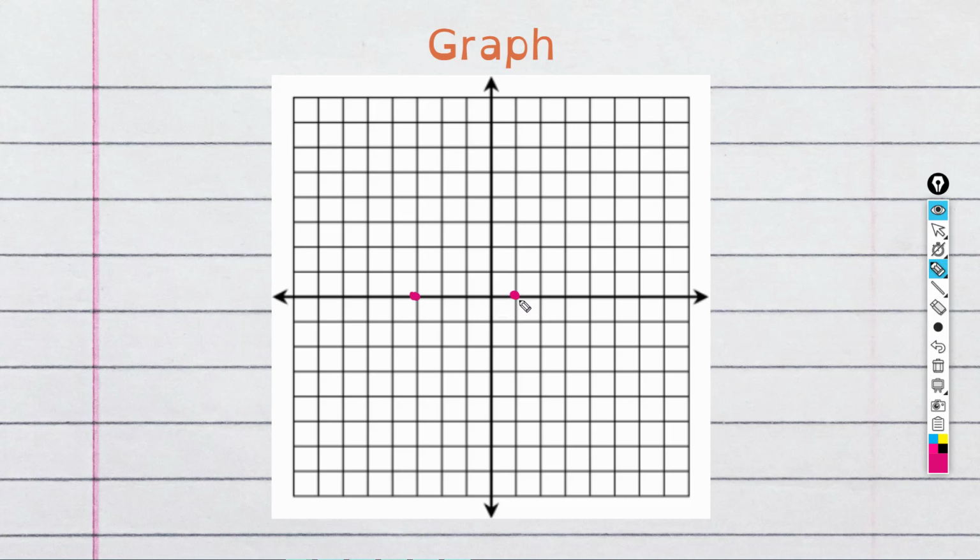And then our vertex was at negative 1, 8. And so when I graphed this parabola, it would be a downward facing parabola, going down from there.